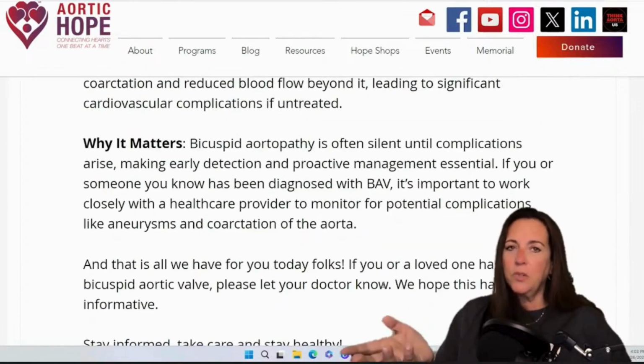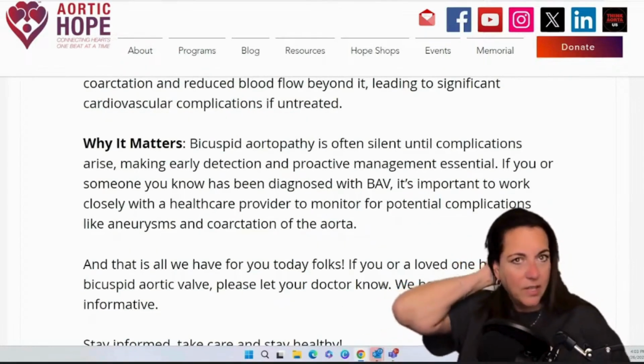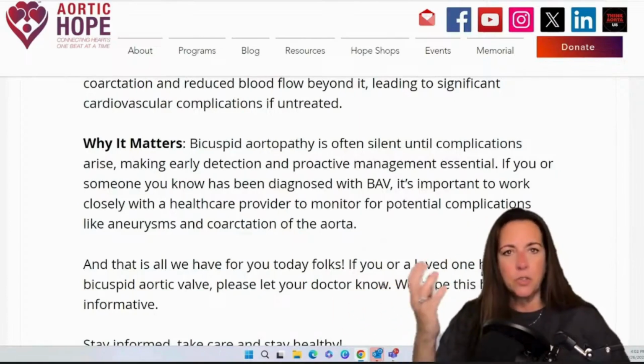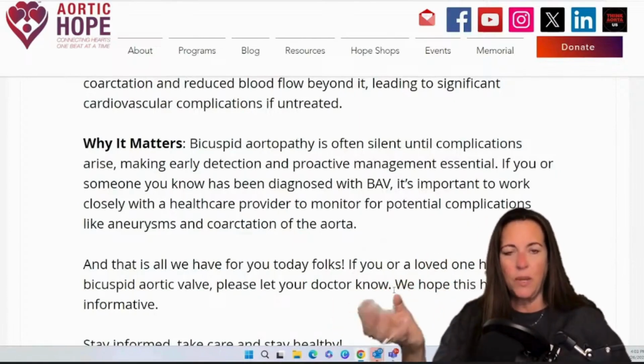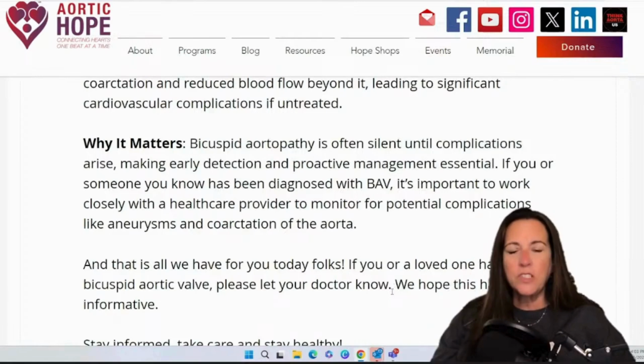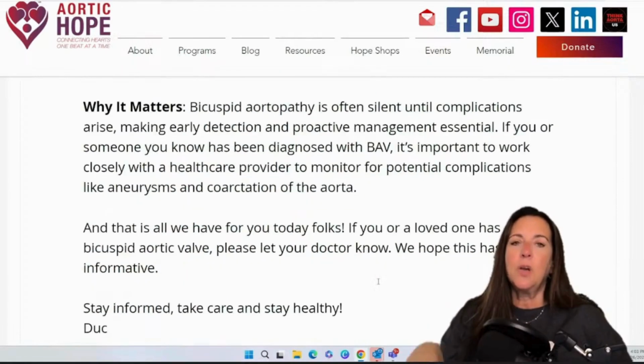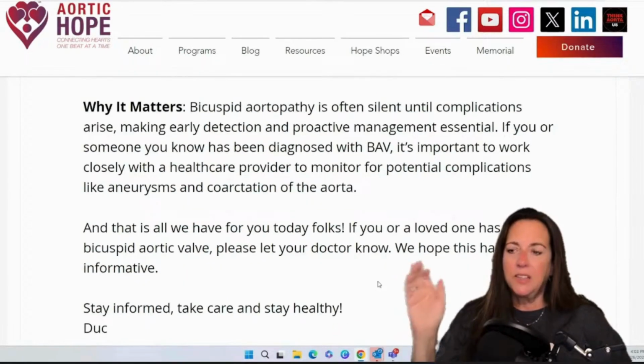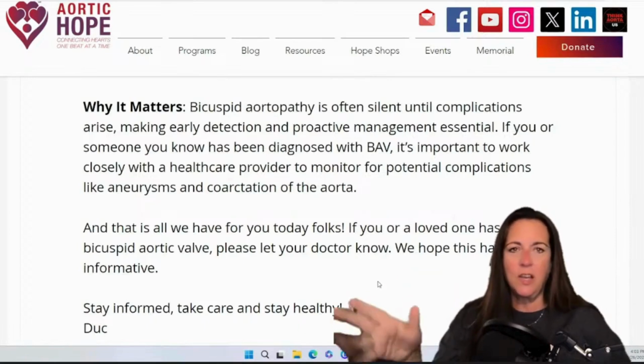I actually just learned something new today. I really knew about the aneurysm, but I don't think I really understood the seriousness of a narrowing or a coarctation caused by a BAV. So that's all I had for you today. Stay informed, take care, stay healthy.